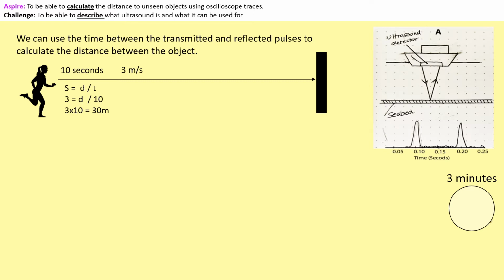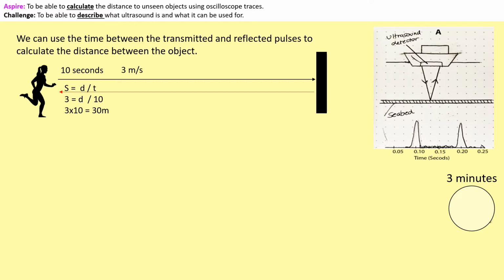So we put in the speed is 3, distance stays, we don't know that yet, but the time is 10. So if we rearrange that equation, we get 3 multiplied by 10, which gives us 30 meters. So we know that that wall is 30 meters away. Now that works if we only know the time to the wall. But if you look at the picture in A, we actually know the time to the seabed and back. So it's a little bit different to this example.